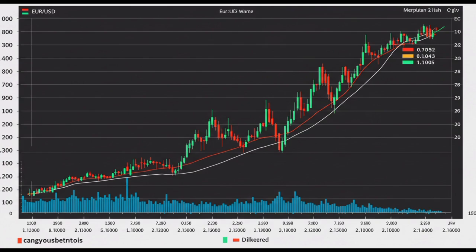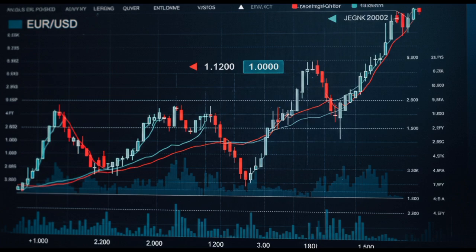3. Pips. A pip is the smallest price movement in Forex. It helps us measure profit or loss. For most pairs, 1 pip equals 0.0001. Example, if Euro to US dollar moves from 1.1000 to 1.1005, that's a movement of 5 pips. Why do pips matter? Because they help you calculate how much you gained or lost on a trade.